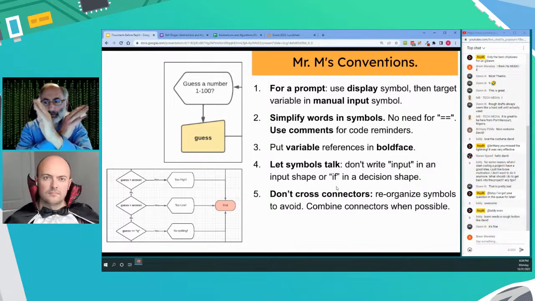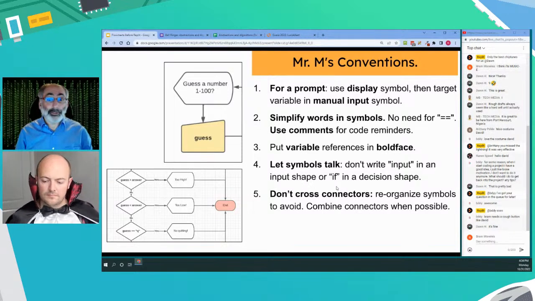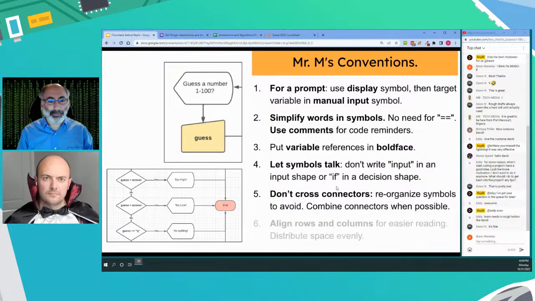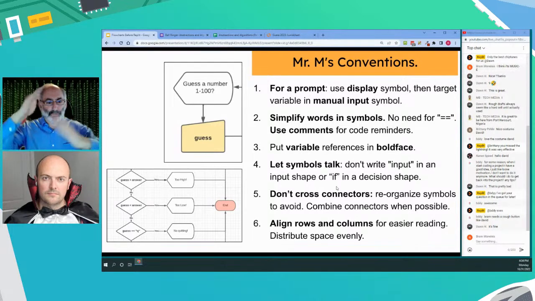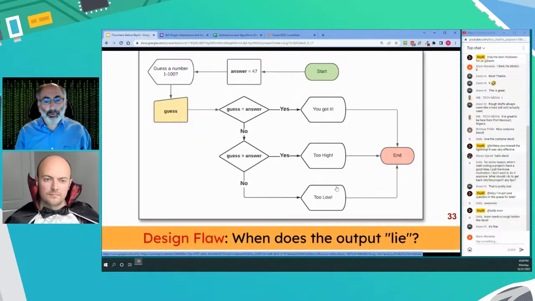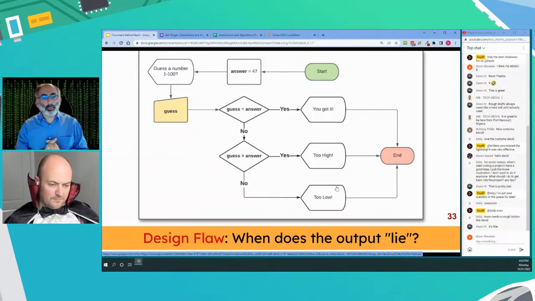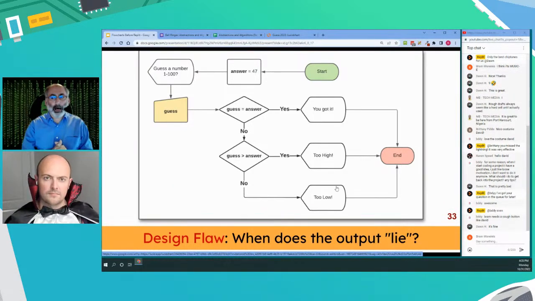Never cross connectors; always reorganize the flowchart so that never happens. Just give yourself the knowledge that it is possible to do. And align the rows and columns. If you look at the bottom here, all those diamonds are aligned vertically, and they're also aligned horizontally. They call them swim lanes in certain kinds of diagrams. And if we look at this one, there's a design flaw. So in chat, when does the output from this program lie?